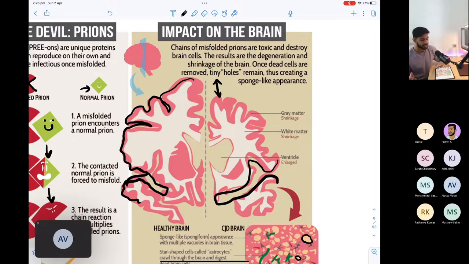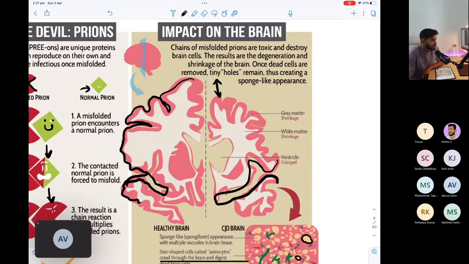Key things you need to know for your exams is normal prions induce other prions to misfold, and this causes spongiform disease of the brain because the long toxic prion proteins are toxic to neurons. You then need to know an example of prion disease.